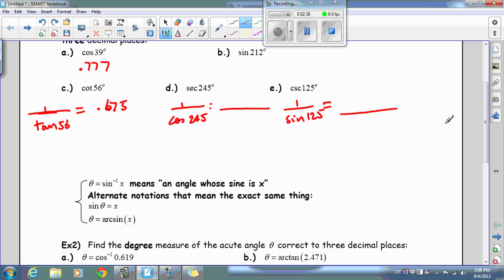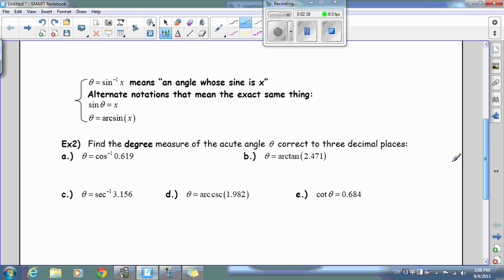I'll move on to the inverse. To find the inverse for any angle, for example, theta is equal to the sine inverse of x, means that an angle whose sine is x. For example, sine of 90 degrees is equal to 1. If I don't have this 90 degrees and I'm trying to find the angle, I will say the sine inverse of 1 is equal to 90 degrees. Let's do the same thing here for A and B.